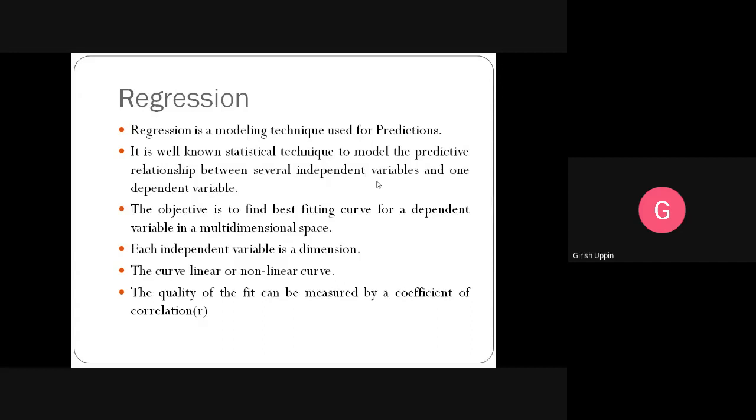What is the measure? One of the measures for measuring the quality of the best fit, the best fitting curve you have found, is the coefficient of correlation, that is R. So we'll calculate the value of the coefficient of correlation. Its value will represent the quality of the best fitting line or the best fitting curve. And the higher the value of the coefficient of correlation, the better it explains the given data points.